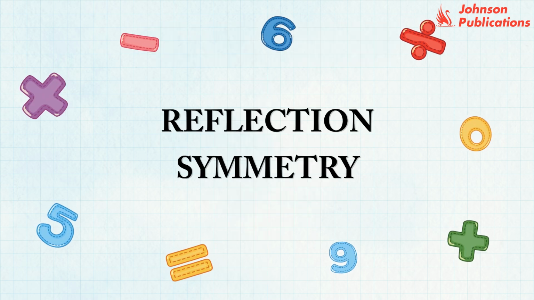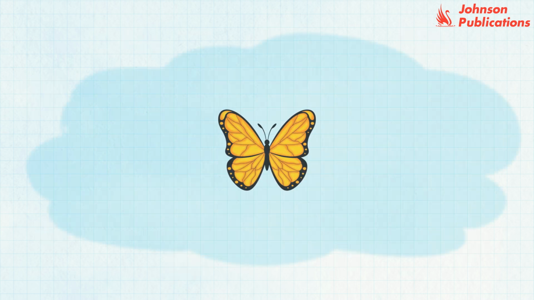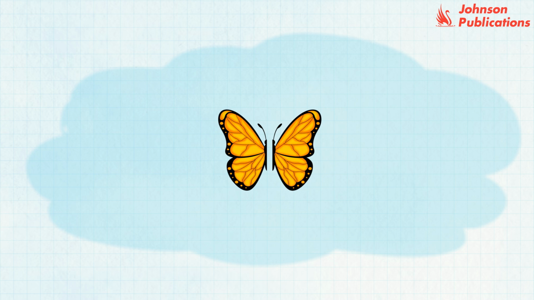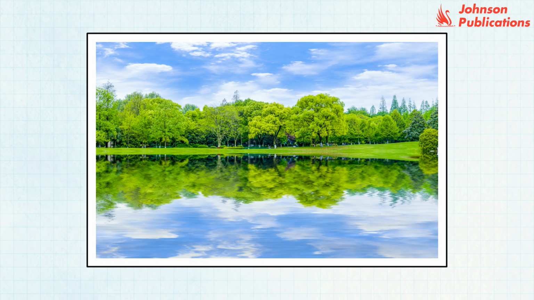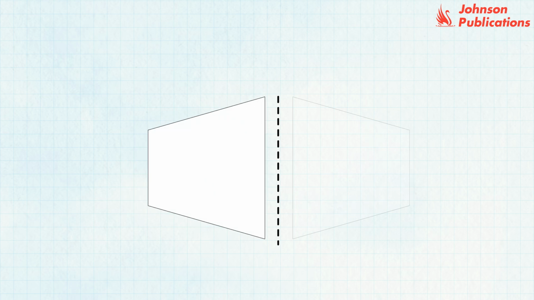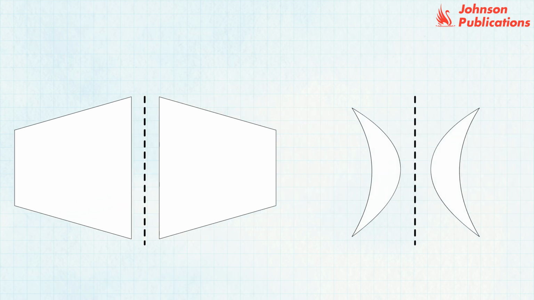Reflection symmetry. A type of symmetry in which one half of an object reflects the other half is called reflection symmetry, also known as mirror symmetry. If a mirror is placed on the line of symmetry, then we get an image of one half, which will overlap completely on the other half of the figure. For example, these figures are showing reflection symmetry.